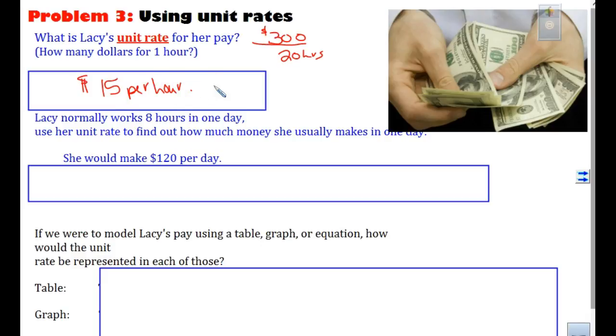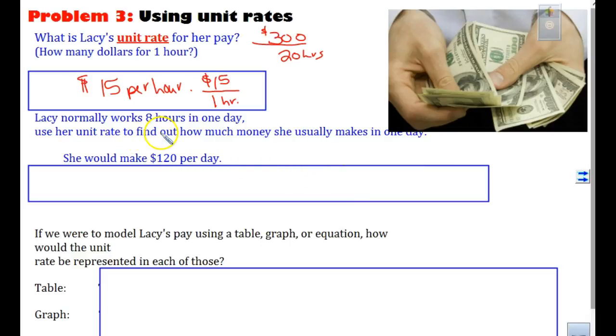Right? That's one way of writing it. Here's the other way. Put your 15, put your fraction bar over 1 hour. Those are generally the ways that we are going to be looking at that.